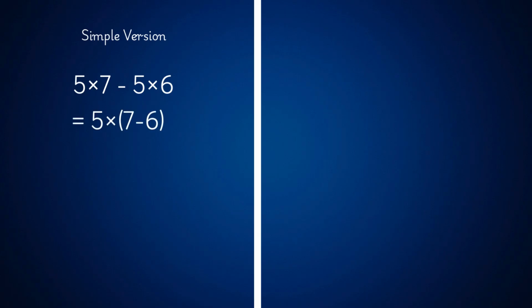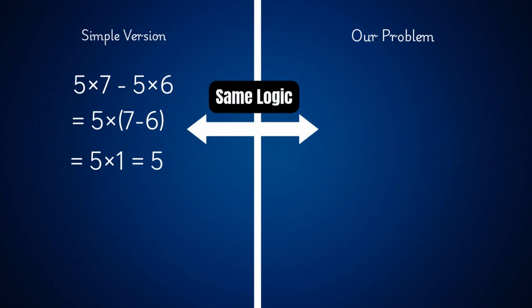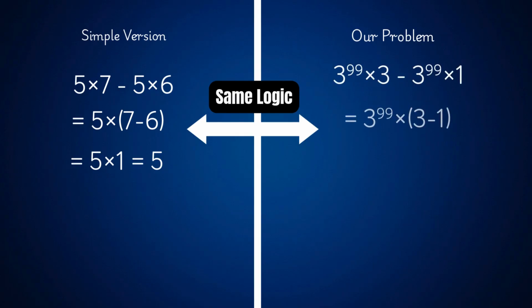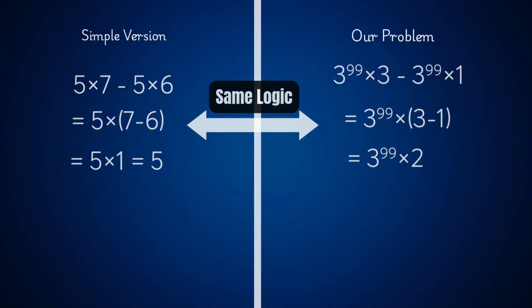But why does this work? It's all about the distributive property and factoring. Think of it this way. If you had 5 times 7 minus 5 times 6, you could factor out the 5, right? You'd get 5 times (7 minus 6), which equals 5 times 1, or just 5. The exact same logic applies here. Instead of the number 5, we have 3 to the 99. The principle is identical. We just factored out the common term.